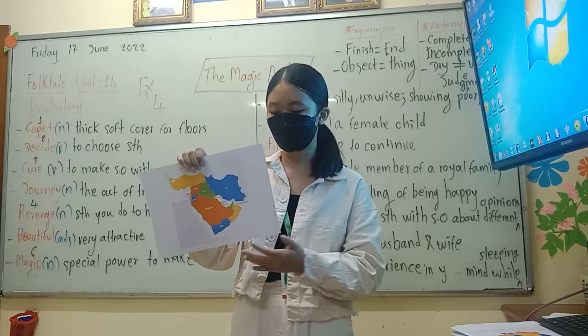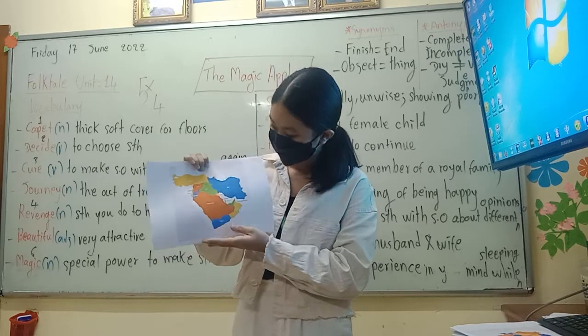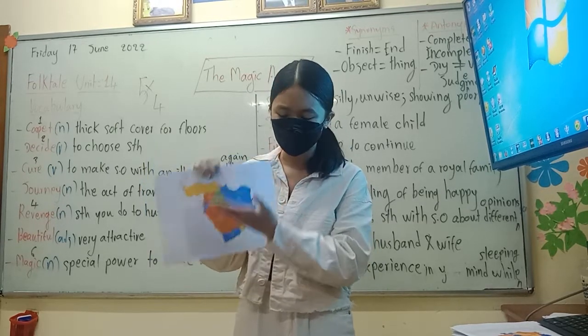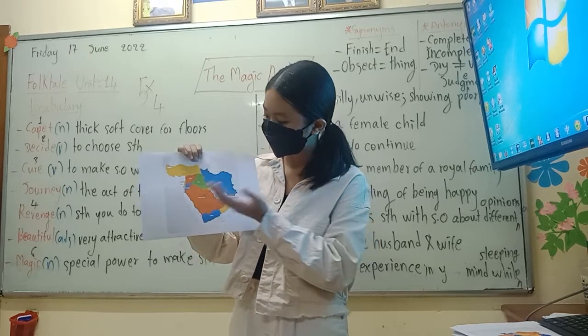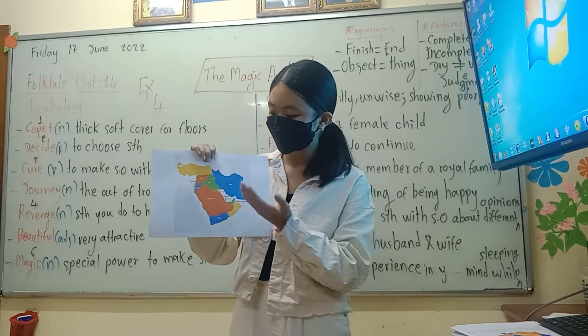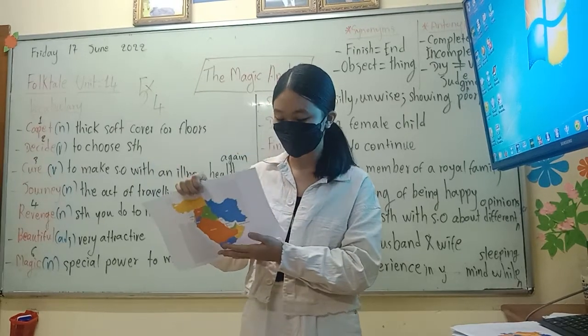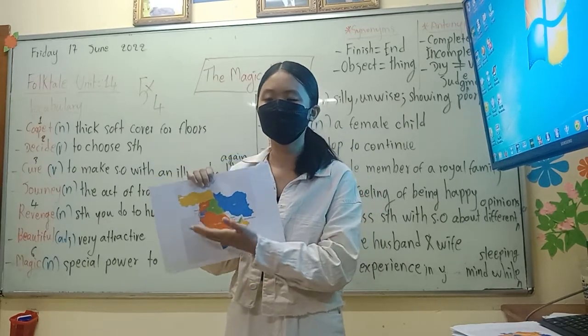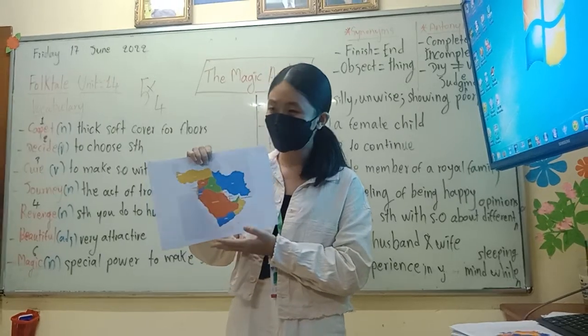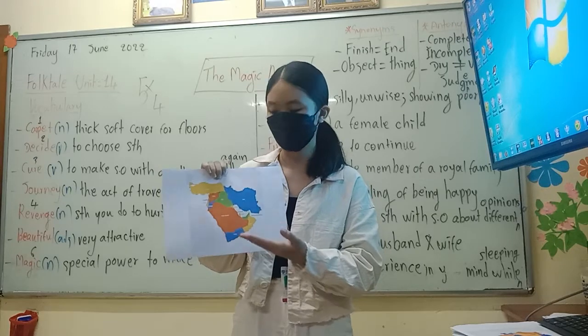Iraq, the capital city of Iraq is Baghdad. Israel, the capital city of Israel is Jerusalem. Jordan, the capital city of Jordan is Amman. Kuwait, the capital city of Kuwait is Kuwait City. Lebanon, the capital city of Lebanon is Beirut. Oman, the capital city of Oman is Muscat.